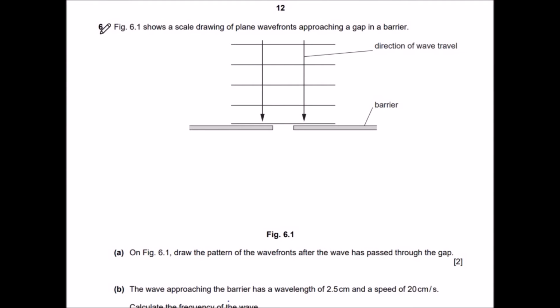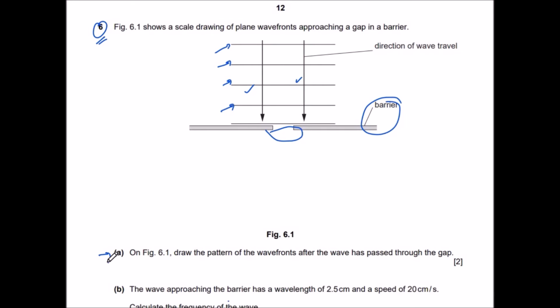This is question number 6. Figure 6.1 shows a scale diagram of plane wavefronts approaching a gap in a barrier. Look at this diagram. These arrows indicate the direction of wave travel. This is the barrier, and this part is showing the gap in the barrier. These horizontal lines are plane wavefronts.